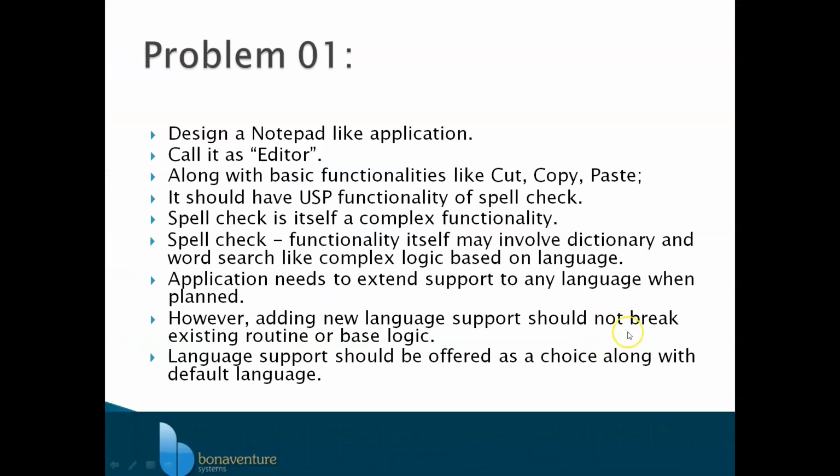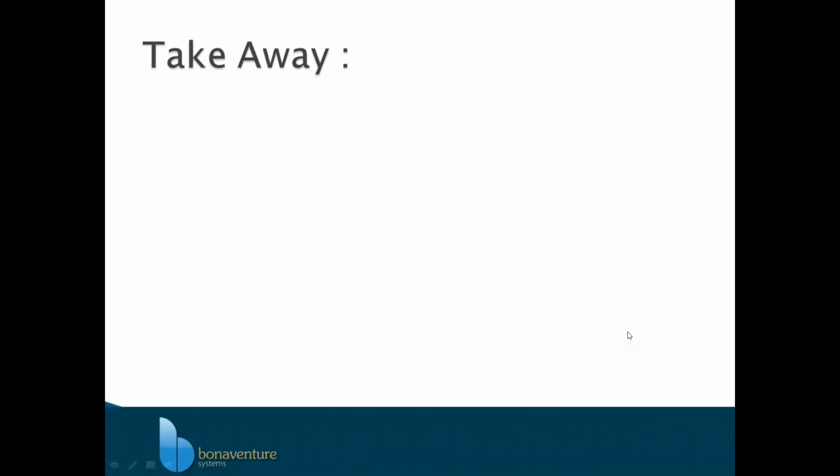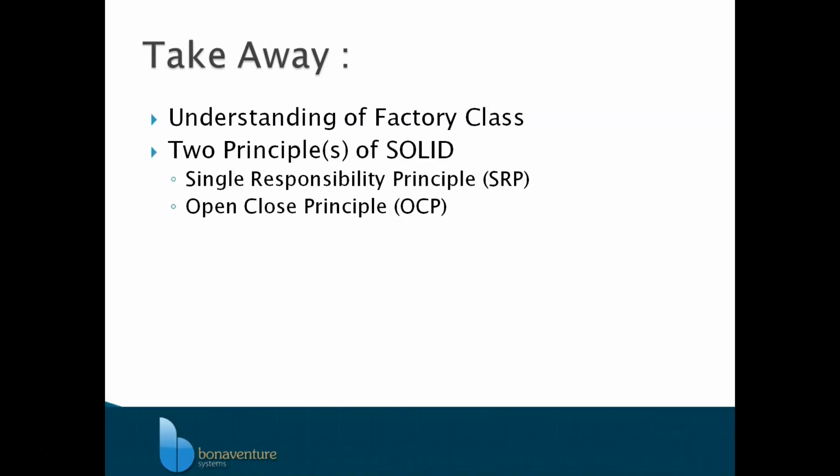So if we go back to the problem 1 solution, the takeaway from this demonstration is we try to understand what exactly a factory class is. We try to understand the single responsibility principle, which means a class or entity should have a single responsibility. Single responsibility doesn't mean a single function. It means a logical group of functionalities can exist, but logically it should have a unique goal set.